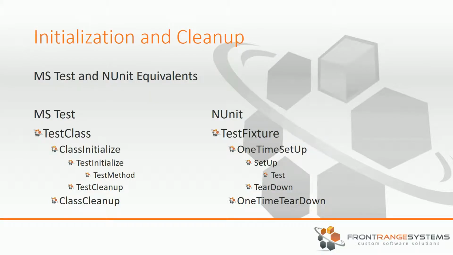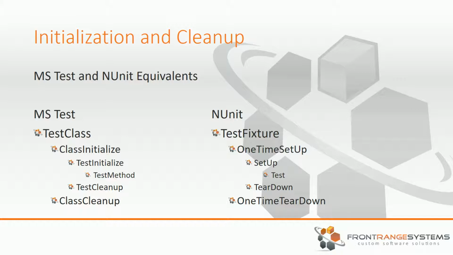Now in this initialization and cleanup, the test we looked at didn't have any initialization or cleanup for that particular test other than creating the math service. So let's take a look. We have MS Test and NUnit equivalents. On the left is our MS Test, on the right is NUnit, because we can all read. So the test class on the left is an attribute applied to a class, and that says this is going to be my unit test. In NUnit, it's just test fixture instead of test class.